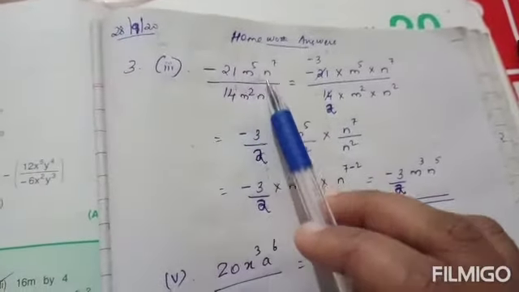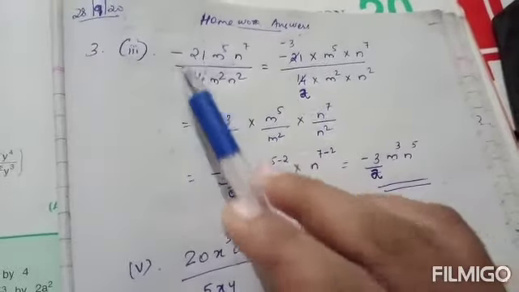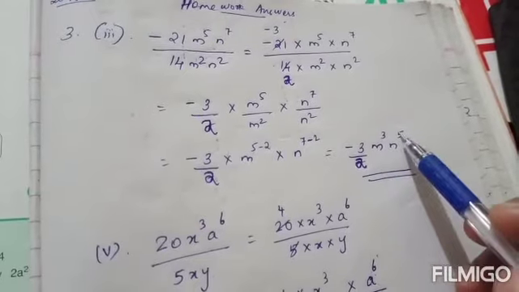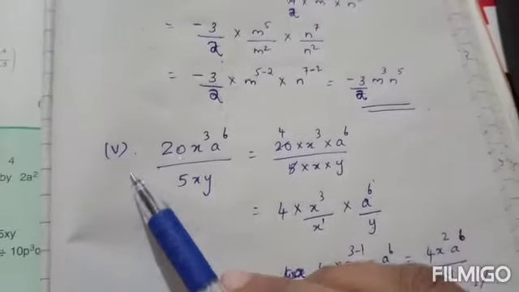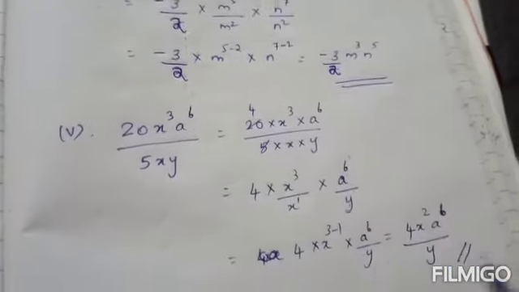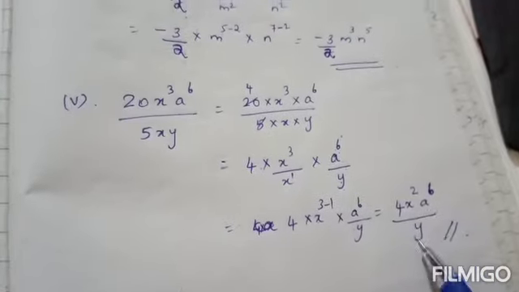Minus 21 m raised to 5 n raised to 7 divided by 14 m square n square. So you will get the answer minus 3 by 2 m cube n raised to 5. Next, the fifth one, 20 x cube a raised to 6 divided by 5xy. You will get the answer 4x square a raised to 6 by y. Okay.